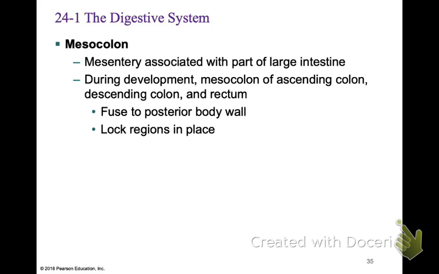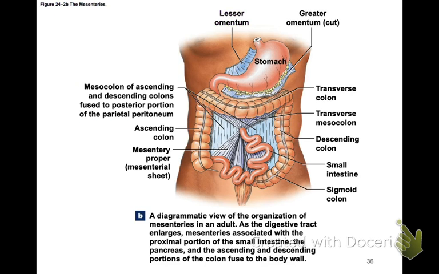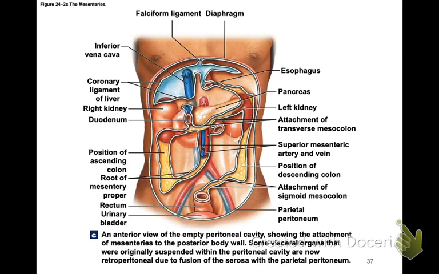All right, our last part is the mesocolon. Clearly, this is the mesentery associated with the large intestine. And the mesocolon of the ascending colon and the descending colon and rectum fuse to the posterior body wall, and that makes these retroperitoneal. Ascending colon, descending colon, and rectum are retroperitoneal. But you have a transverse mesocolon, and you have a sigmoid mesocolon that actually do still provide you that fan-shaped mesentery-looking structure.